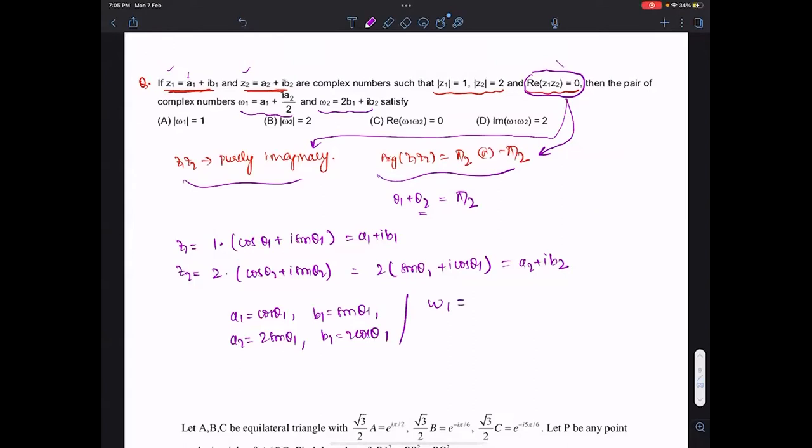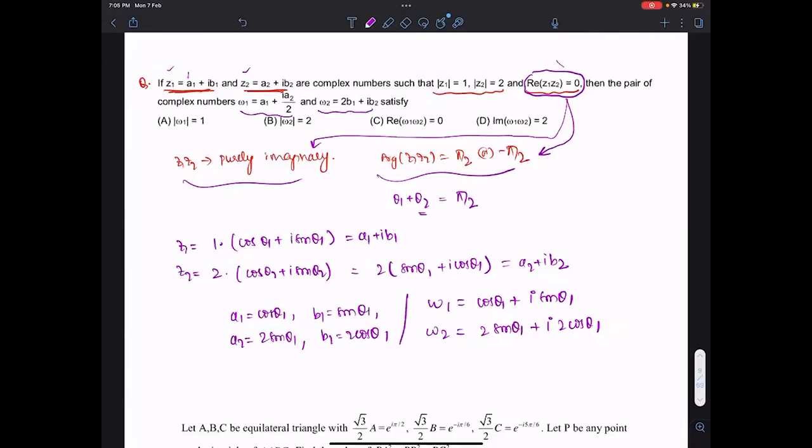Write down: A1 plus i times A2 by 2. What is A1? Cos theta 1, plus i times A2 by 2, and A2 by 2 is sin theta 1. Write down what is omega 2. 2B1, what is 2B1? 2 sin theta 1, plus i times B2. What is B2? 2 cos theta 1. That's it. Okay. Now they are asking some questions.